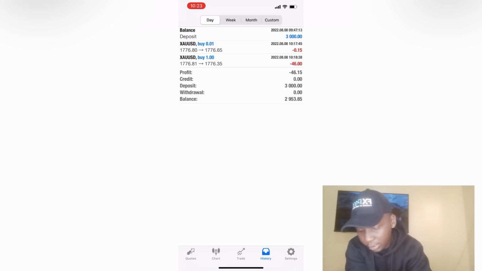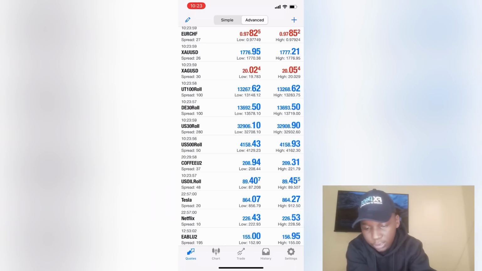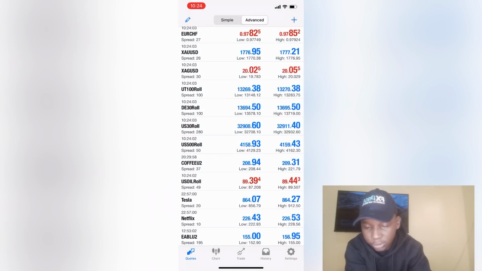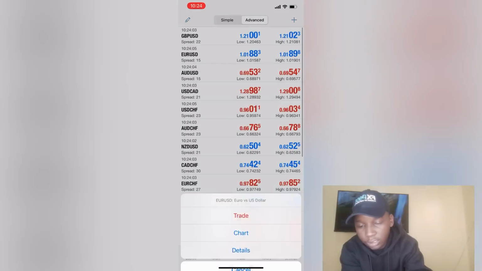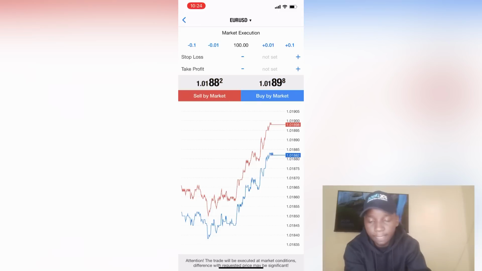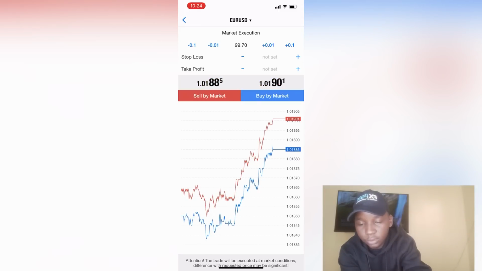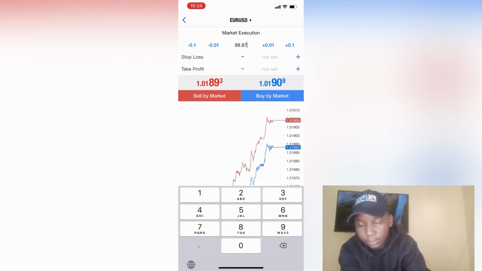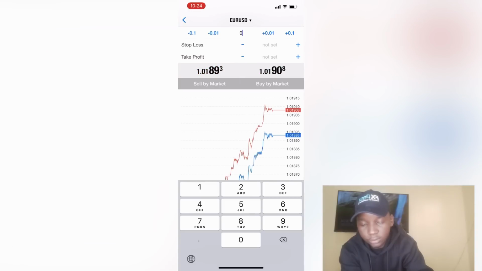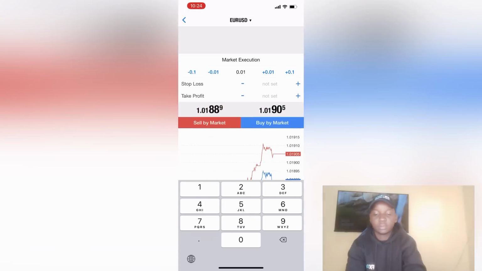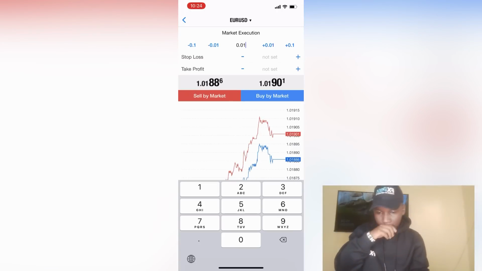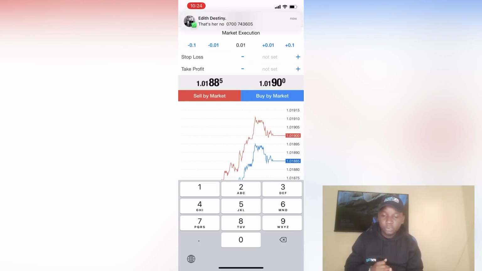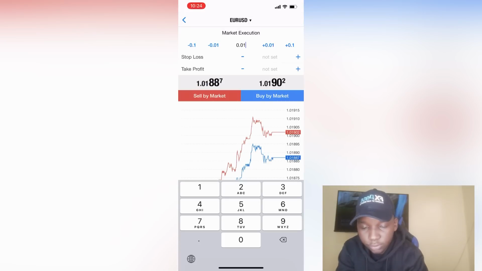Okay, now let's go back to this part where we were saying how to place orders. So you come in this part. Now let's use another commodity like Euro USD. So I'll tap on Euro USD, then I'll go to trade. Okay, so it is looking like this now. So let me put my lot size at 0.01. Now in this other part we also have stop loss.